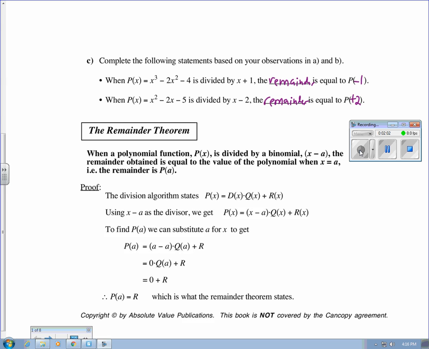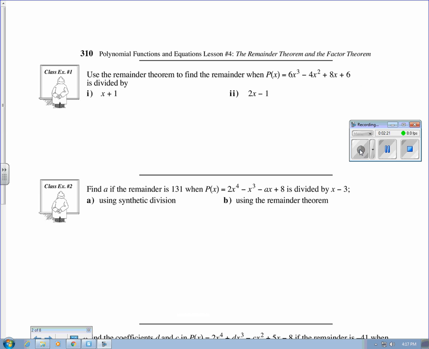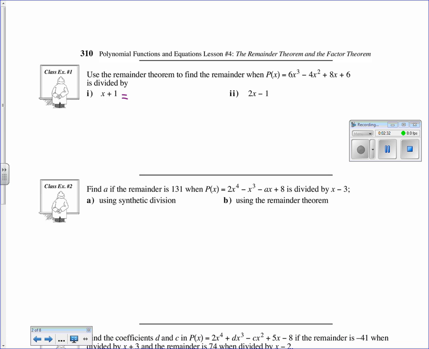So here is the remainder theorem. When a polynomial is divided by a binomial, the remainder obtained is equal to the value of the polynomial when x equals a. So that's what we've already been doing a few times. You're going to see that developed over the course of the next few examples. So I'm not going to synthetically divide. I'm actually going to take another shortcut, and that is plug in the potential root, 0, or x-intercept into my polynomial. So set it equal to 0, x equals -1.